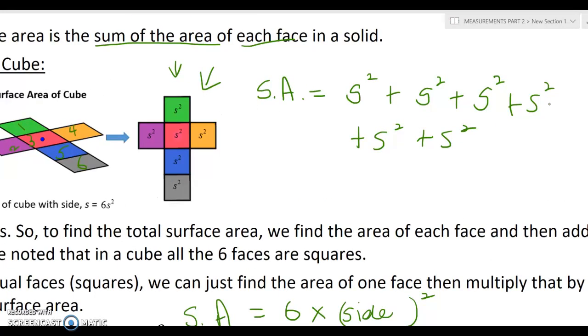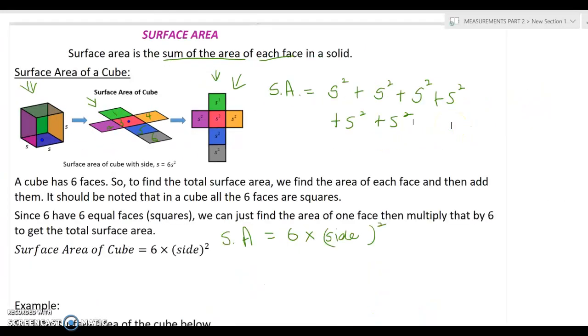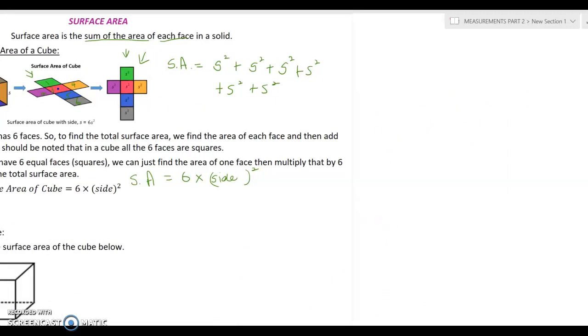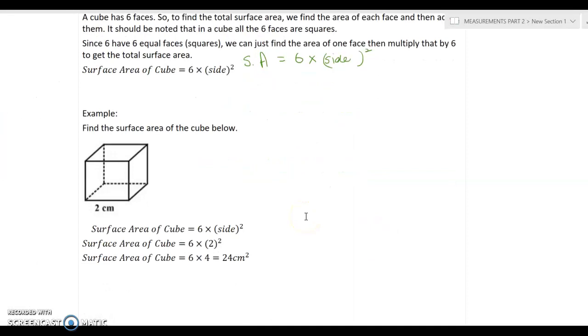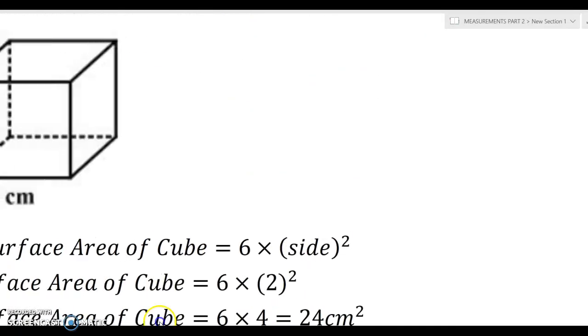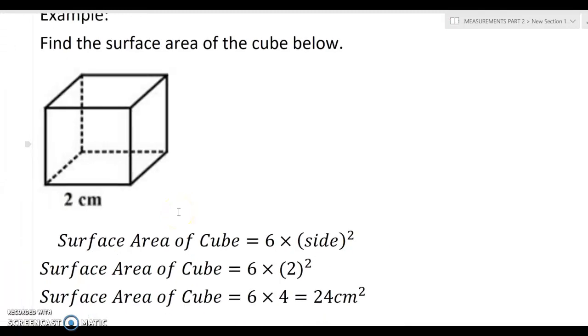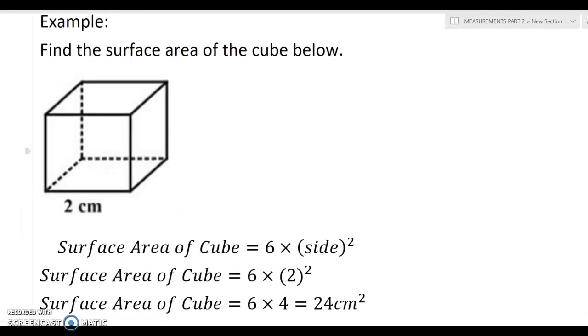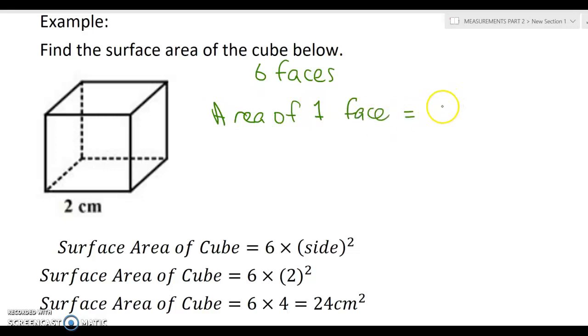And let's get an example now with finding the surface area of a cube. So now let's look at this cube we have down here. In this cube, we want to find the surface area. One side is 2 cm. So remember, we have 6 faces, right? So the area of one face, which is a square, is side squared, which would be 2 squared, which is 2 by 2, which is 4, right?